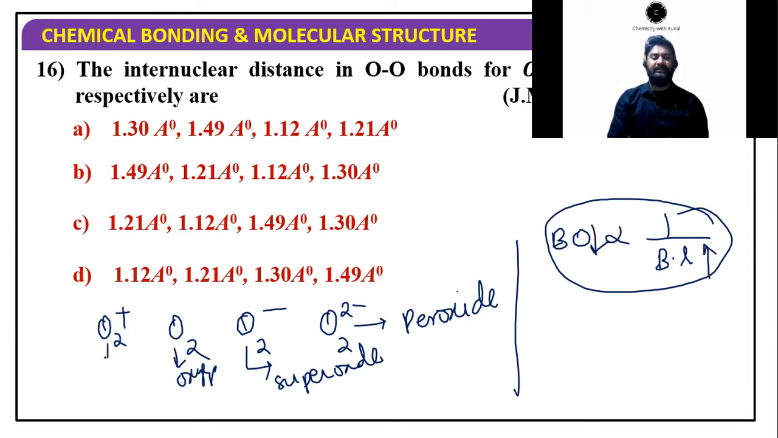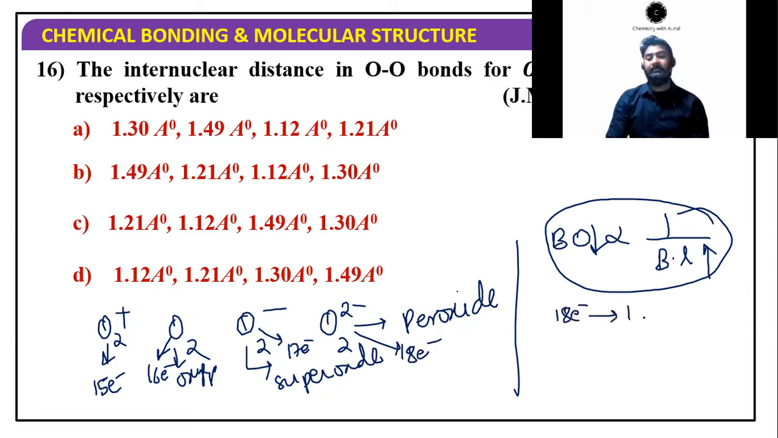So O2 plus is how many electrons? It will have 15 electrons. How many electrons? 16 electrons. How many electrons? 17 electrons. How many electrons? 18 electrons. So 18 electrons means the bond order will be 1. That's the bond order, we discussed it. 17 means the bond order will be 1.5, because that's how they look.